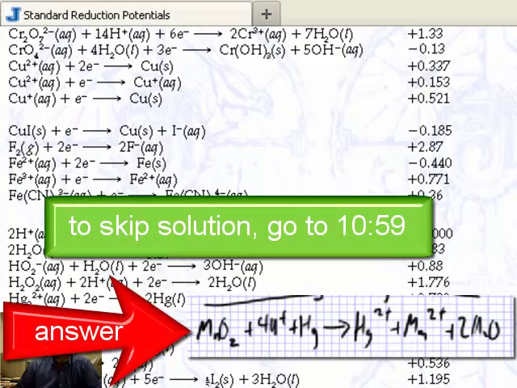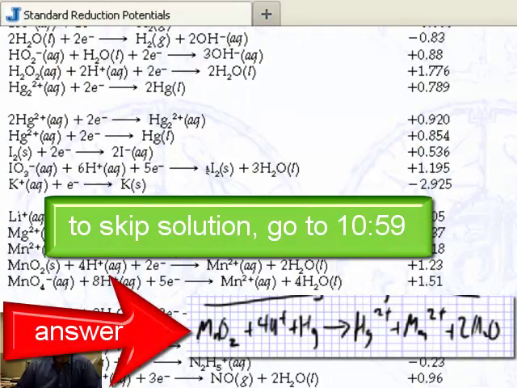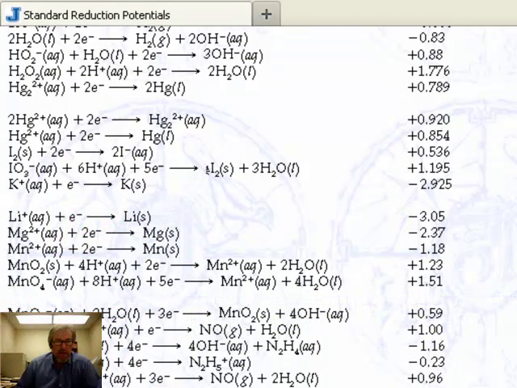If I look at my standard chart of reduction potentials, for something that could happen when manganese dioxide is put in the presence of an acid, which is what we have here, I can find this reaction here where MnO2 is reducing to Mn2+ in an acidic environment. And the reduction potential for that is positive 1.23 volts. So that's a reduction that could occur.